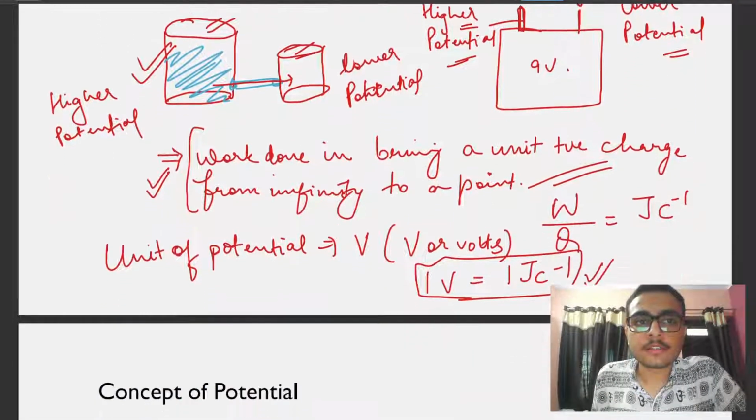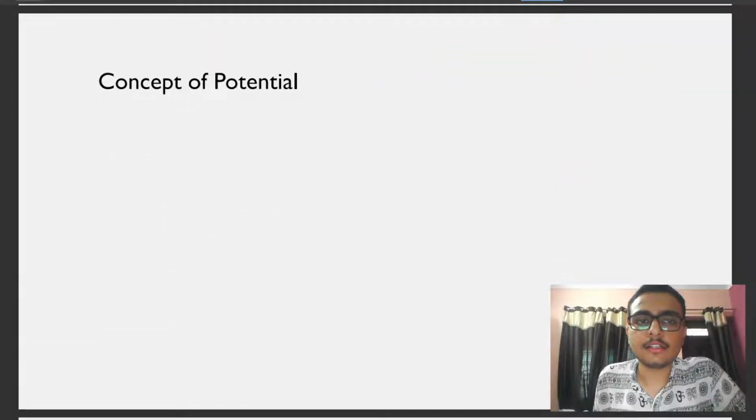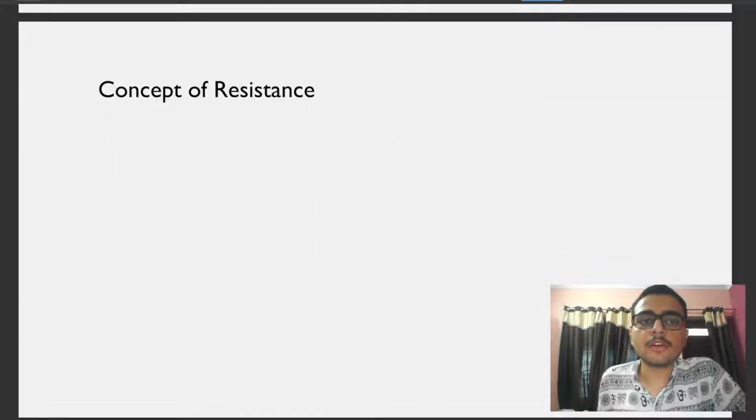Okay, next. Okay, I guess there is a mistake. Yeah, it's again the slide of potential. We have already covered potential. Moving to the next, the concept of resistance.